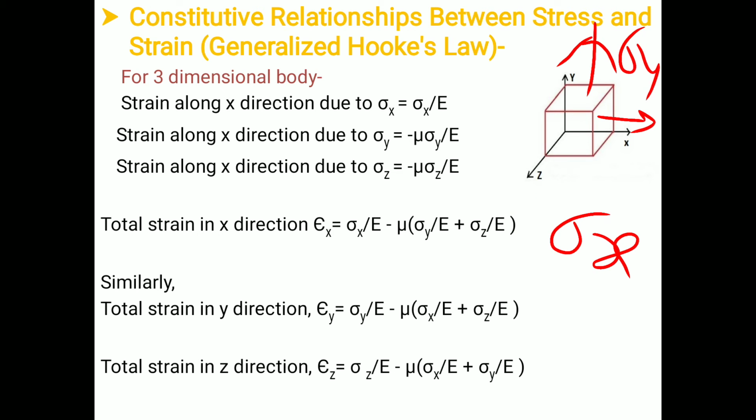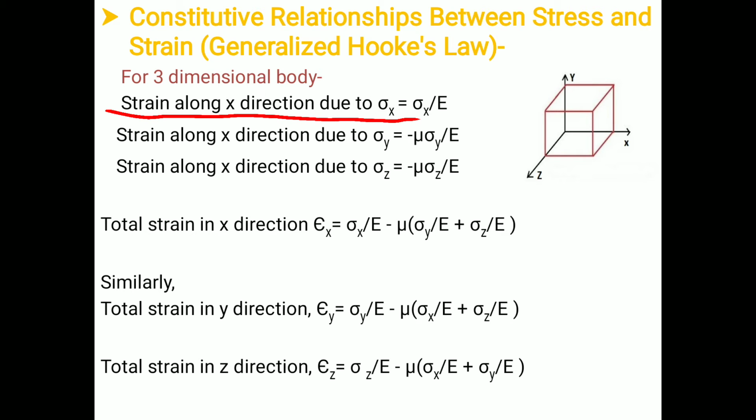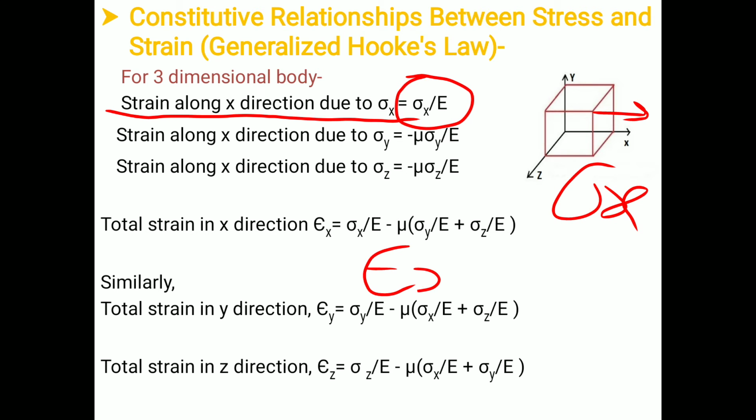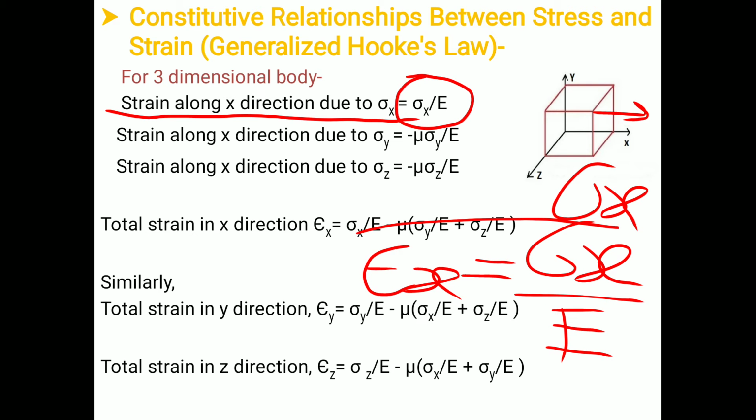It means that if I consider the strain along x direction, then it is equal to sigma x upon E. This value of sigma x upon E is due to the value of sigma x which is acting along x direction. Therefore the strain along x direction due to the effect of sigma x is given by sigma x upon E. This is by using Hooke's law only.